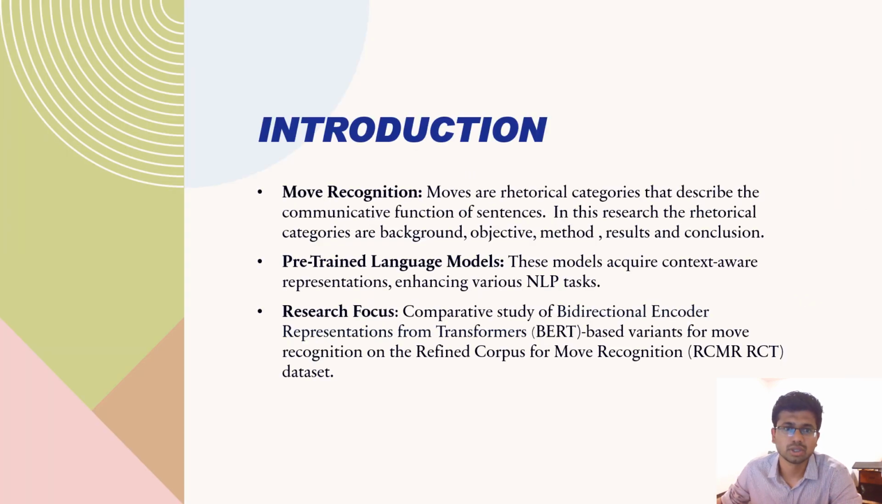We'll start with the introduction. So in the previous slide I mentioned move recognition. A move of a research paper refers to the linguistic knowledge unit that the researcher uses to express their writing purpose in academic exchanges, such as research purpose, methods, results, conclusion, etc. In other words, moves are rhetorical categories that describe the communicative function of sentences. And in our research, the rhetorical categories that we are trying to identify are background, objective, method, result, and conclusion.